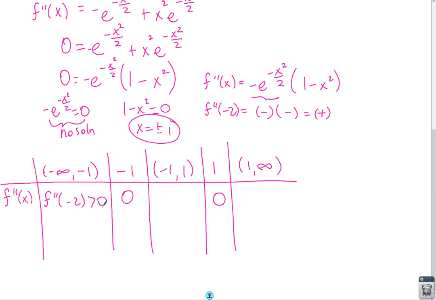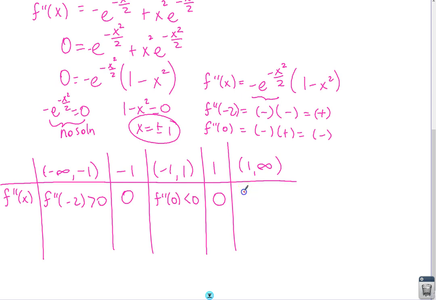All right, here we go. F double prime of 0. E to the 0 is 1. Either way, this whole thing is going to be a negative, not a positive. Don't write positive, it's negative. That's my note to myself, by the way. And then we're going to have 1 minus 0. That's a positive. So this whole thing is negative. So this f double prime of 0 is negative.